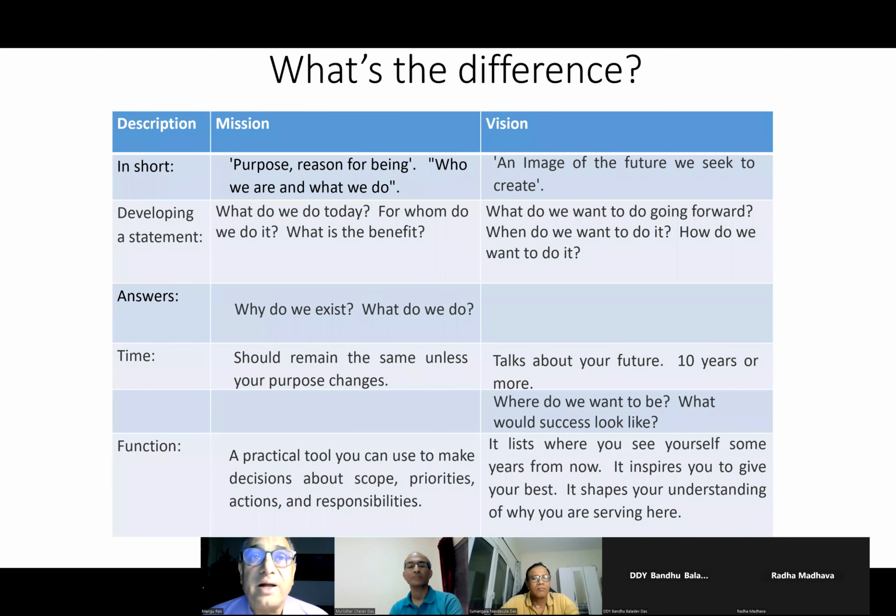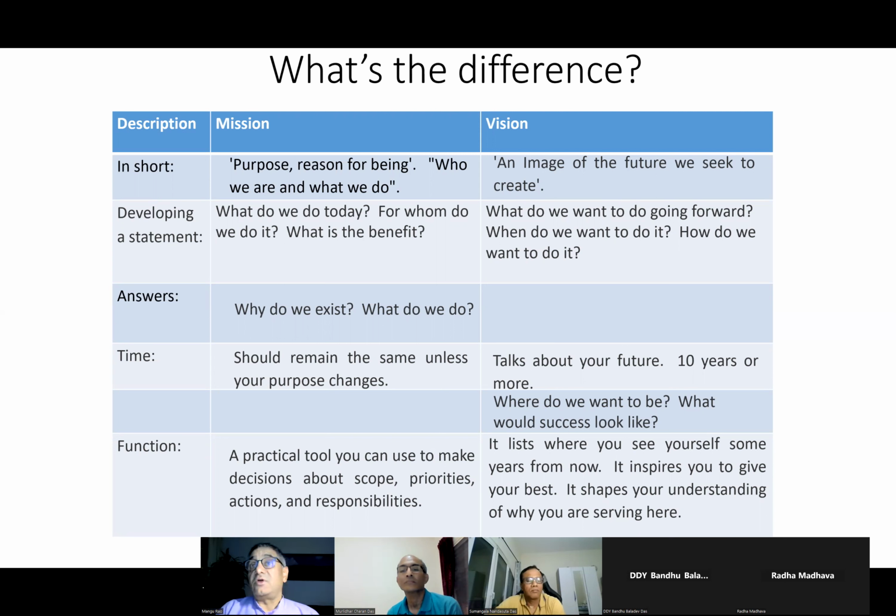And this is a table that I've made. I would humbly request all of you to start meditating on these very important statements. Purpose of being: what do we do today? Why do we exist? Should it remain the same or should we change? And how do we use mission as a practical tool to make decisions about scope or priorities and actions and responsibilities?